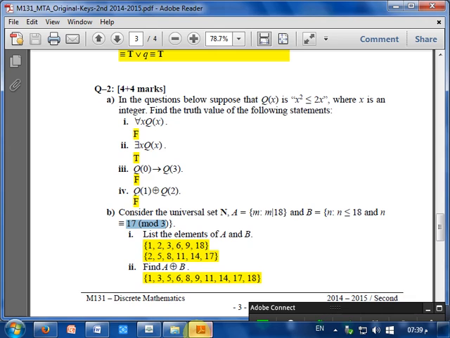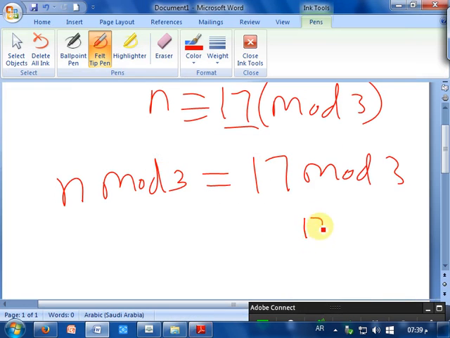17 mod 3 is 2. 15 goes 5 times, remaining 2. 17 divided by 3, what is the remainder? It goes 5 times, remaining 2. So 17 mod 3 is 2. Now you have to search for n, which is less than or equal to 18, such that if you do the mod, the remainder should be 2.